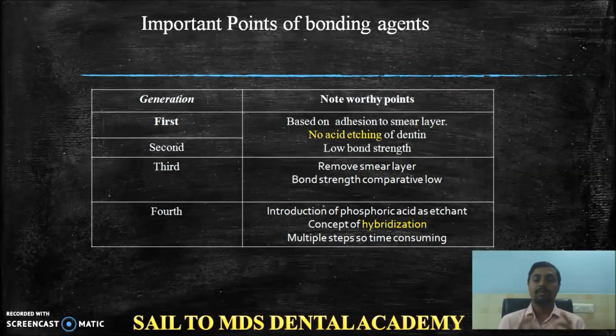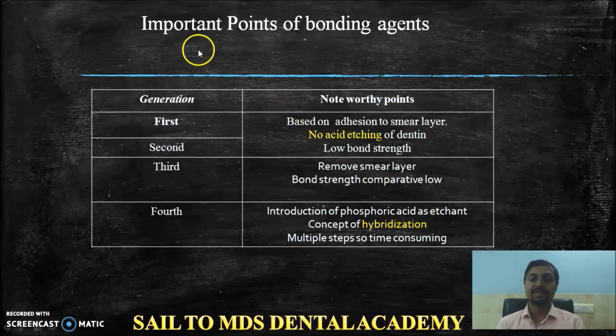So what are some important points of bonding agent, or in other words we can say how this bonding agent evolved. The first and second generation bonding agent is based on the adhesion to smear layer. Here there is no acid etching of dentin, and the agent used here was a simple 25% citric acid. So the first and second generation bonding agents have very low bond strength, somewhere about 2 to 6 megapascal. So research has been done and a third generation bonding agent was formed.